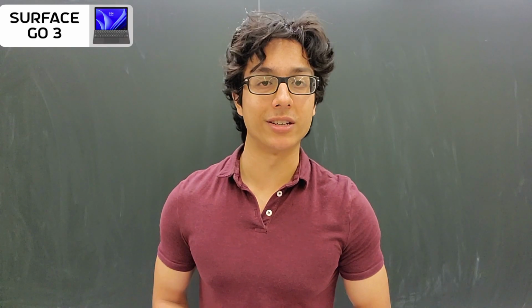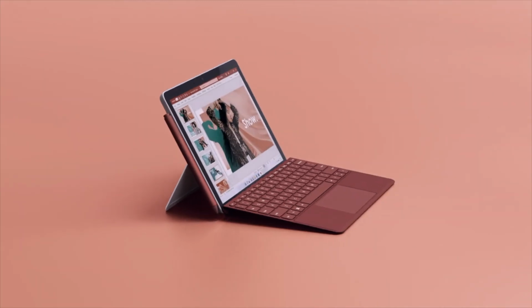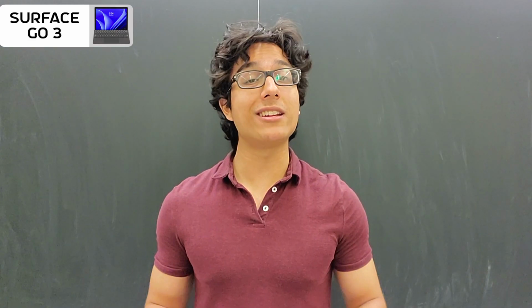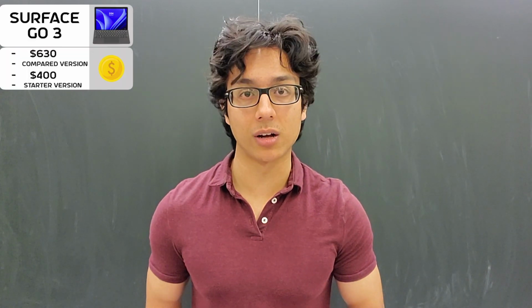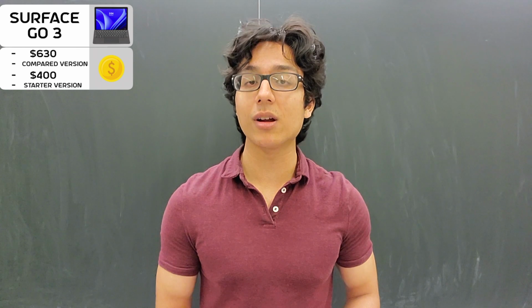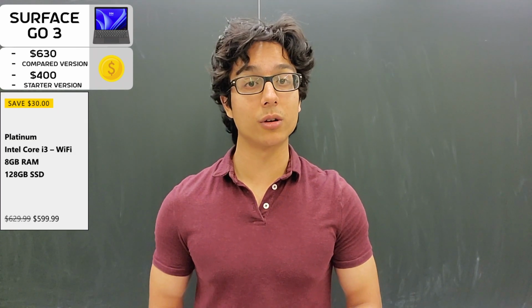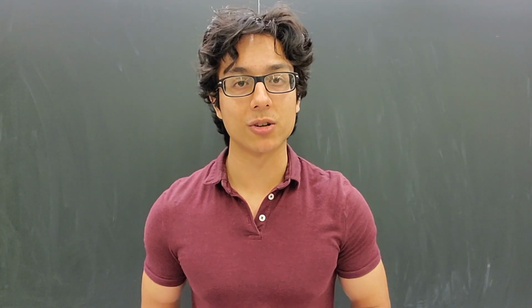The Surface Go 3 is Microsoft's famous 2-in-1 laptop that acts like a tablet. It starts at an extremely reasonable $400, but to make this comparison fair, we're actually going over the $630 version. But don't worry, I'll still bring up the starter model a little bit.